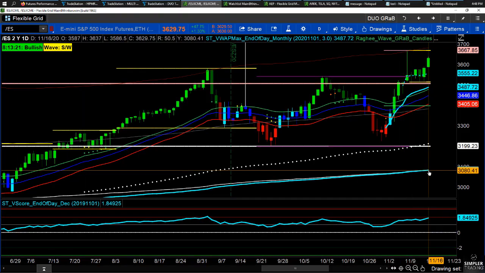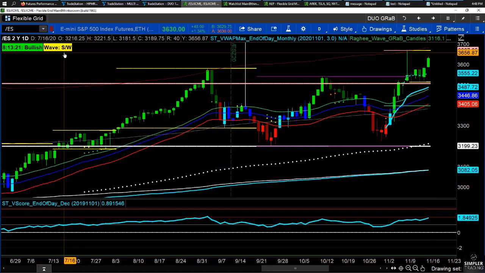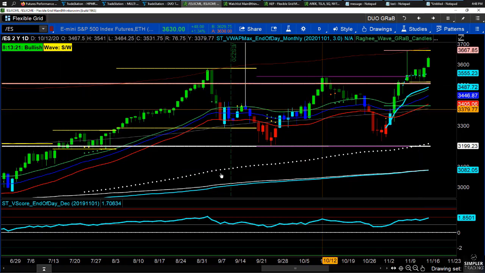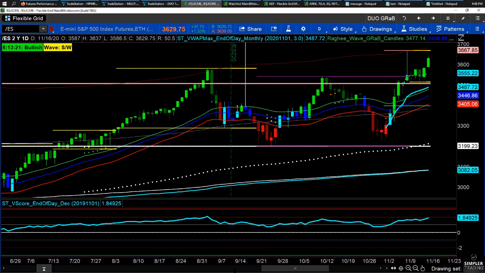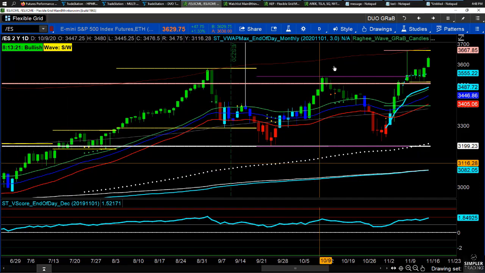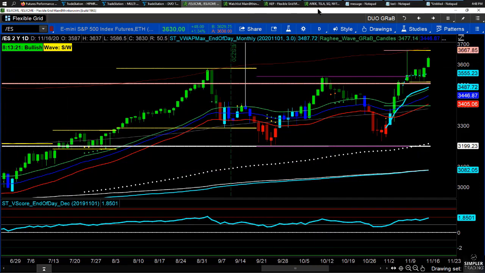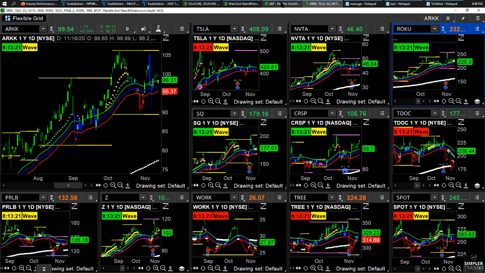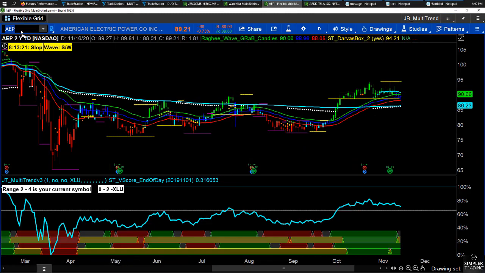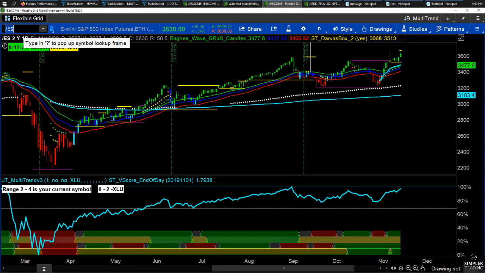So now what? Well, the VWAPs are really important within the context of a yellow, sideways, non-trending market. Yes, we're up, but this bullishness actually does not qualify as a trend. So just for contrast purposes, let me show you what does qualify as a trend on that same ES chart.